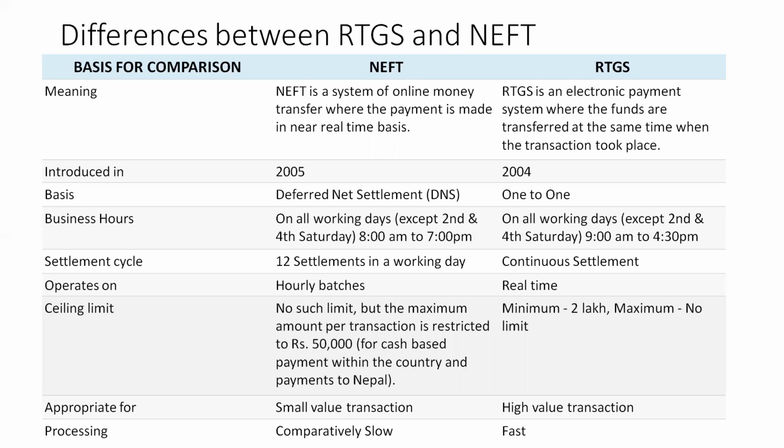The basis is deferred net settlement, whereas RTGS is one to one. Deferred means the total settlements are made after the collection of funds from a group of customers. In one shot, this group of customers' money is transferred by the NEFT facility, the National Electronic Fund Transfer System. Whereas in case of RTGS, a single customer's transaction is immediately implemented for the transfer. So this is the basic difference. On this basis, we can differentiate between the National Electronic Fund Transfer and the Real Time Gross Settlement system. In RTGS, the cost of the transfer is more.